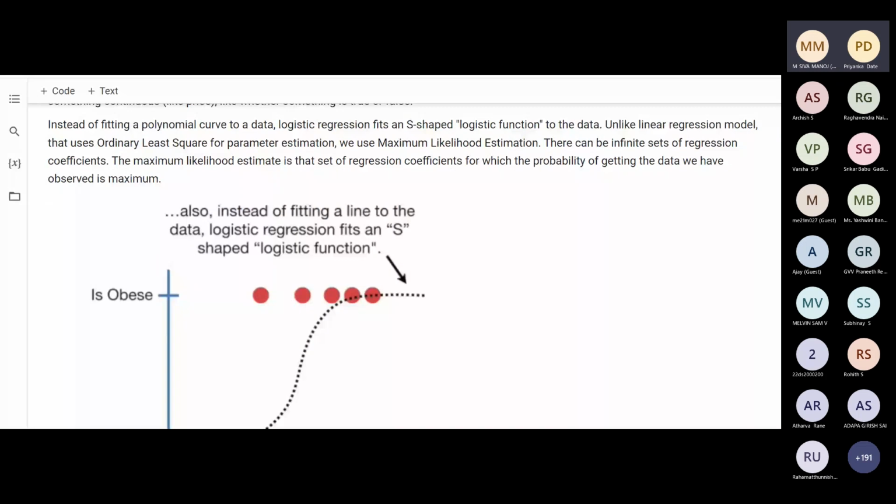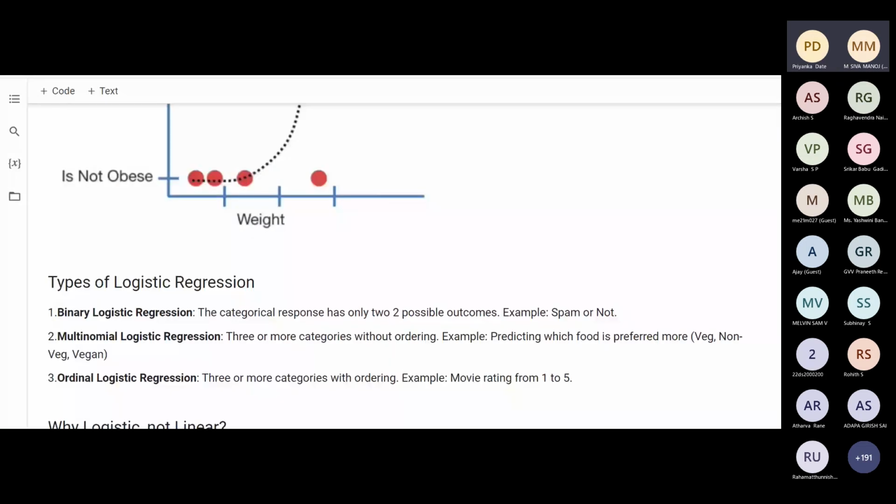Moving on to the types of logistic regression, we mainly have three types: binary, multinomial, and ordinal. Binary is the categorical response where we have only two possible outcomes, like spam or not spam, true or false, 0 or 1. Multinomial logistic regression is the same with three or more categories, such as what sort of food is preferred by someone, like veg, non-veg, or vegan, or different types of fruits like bananas, apples, pineapples. And ordinal logistic regression is multinomial regression with a little hierarchy in it, where we can do ratings of movies from 1 to 5.